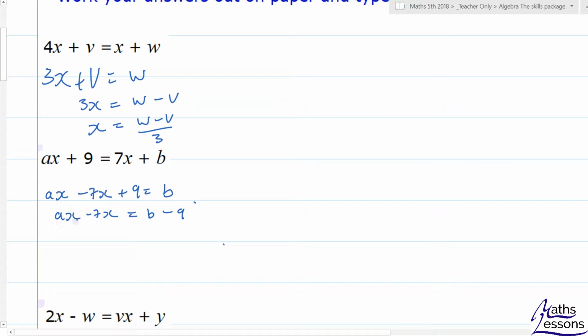Now what we see is we've got a and minus 7 lots of x. So this is how we do it. We factorise it. We get x times a minus 7 lots. And then we've got x on our own. So x times a minus 7 will equal b minus 9. Now we can divide by a minus 7 because you've got x times all of that.